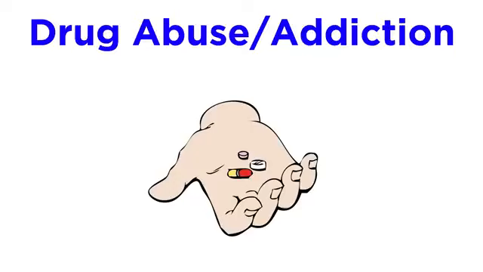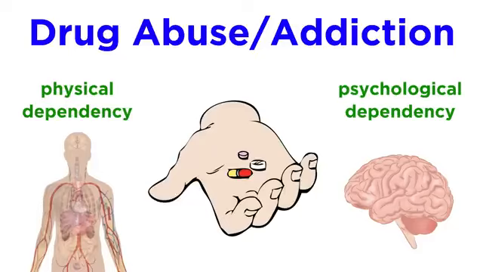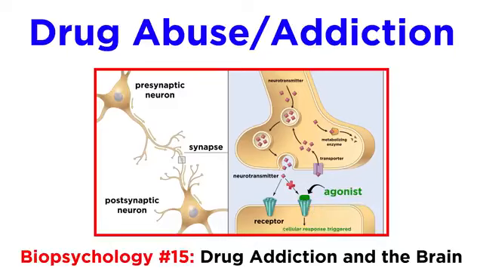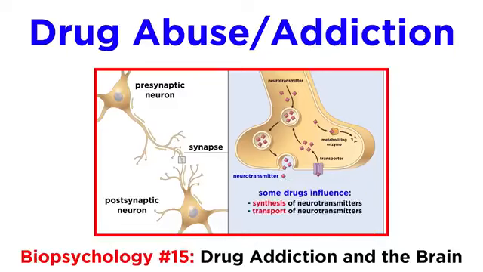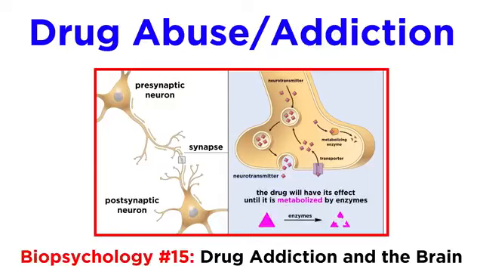Lastly, there is one more method of classification that we must learn, and it is one that is associated with drugs that have the potential for abuse. These are drugs that have some likelihood of resulting in either physical or psychological dependency, or both. Essentially, we are talking about drug addiction. We elucidated many aspects of drug addiction in this tutorial from my biopsychology series, so be sure to check that out for more information or further clarification on certain terminology.